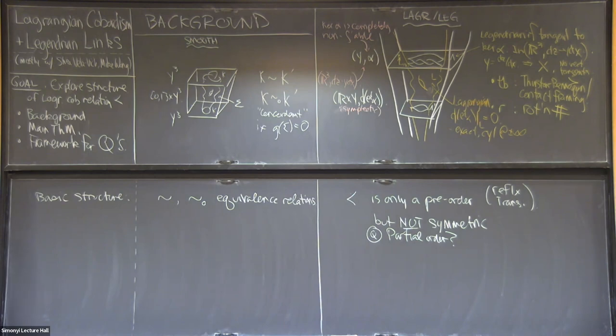And then maybe we should ask, we'll ask an undergrad question. What is the missing property? Anti-symmetric. So if A is related to B and B is related to A, then A is equal to B. That's actually kind of hard.